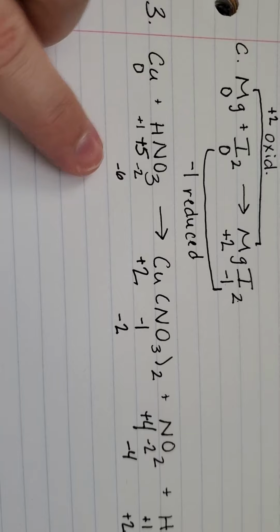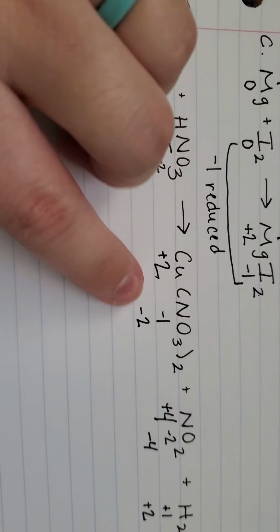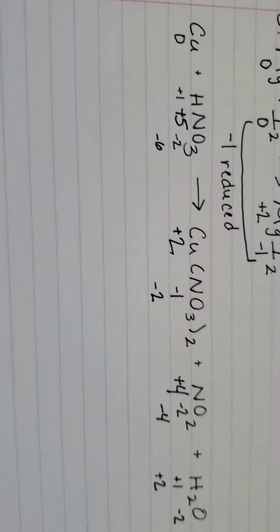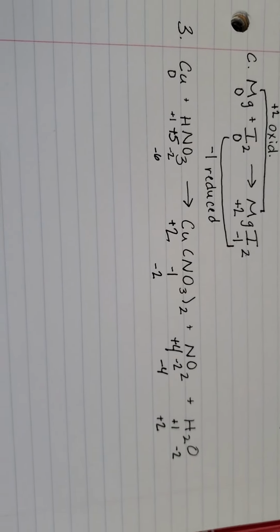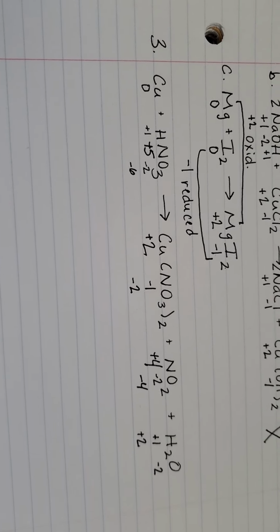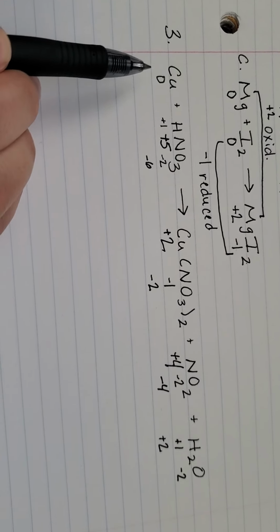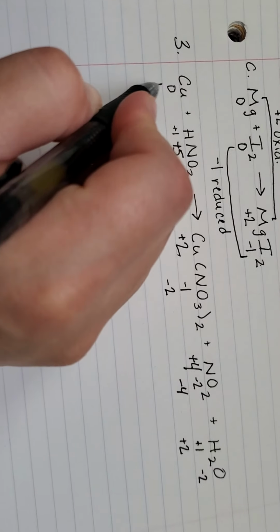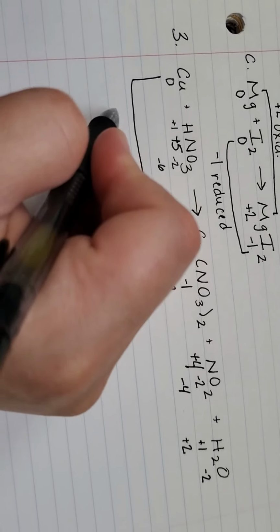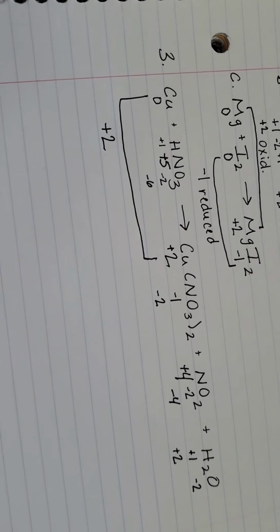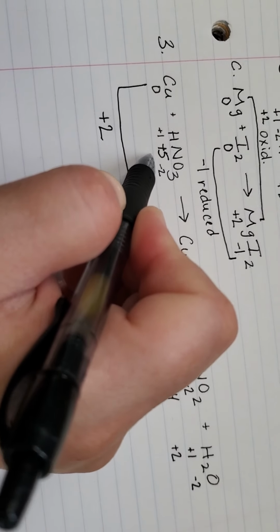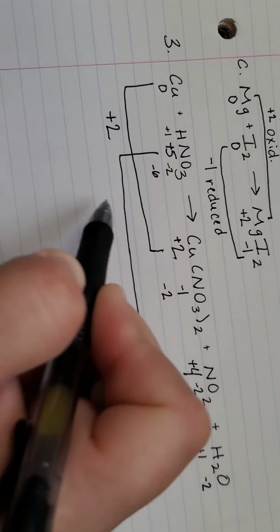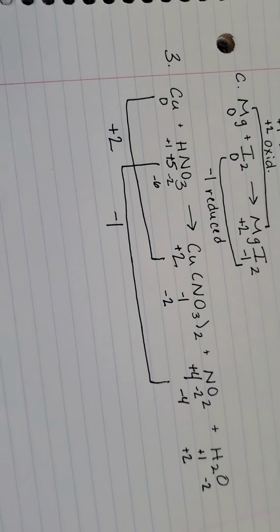Okay. Now, I'm only showing you these to show you how I got the different numbers for nitrogen. Normally, you would just assign them, but for those of you that are a little confused on how I got those numbers, that's why I did that math for you. All right, so let's look at what's changing. Copper goes from 0 to +2. So I'm going to draw a bracket here, +2. And then nitrogen goes from +5 to +4. So nitrogen is -1.